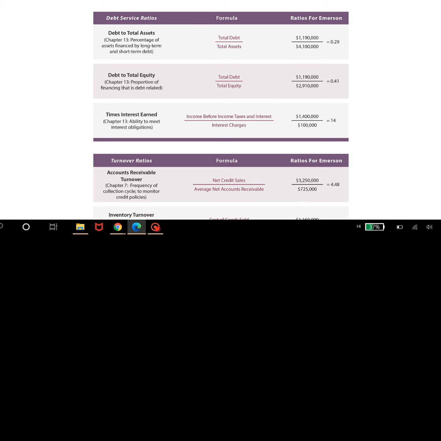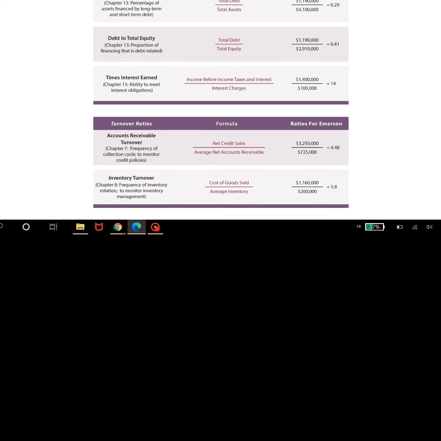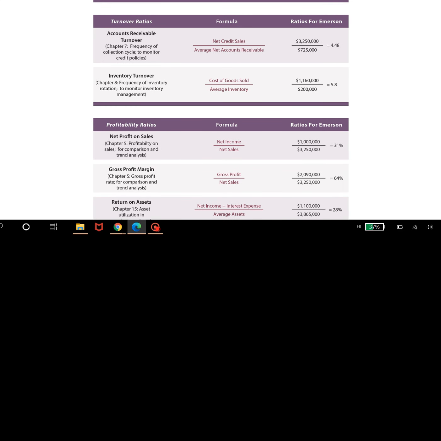Next, we have the turnover ratios. In turnover ratio, we will see the capability of the available accounts receivable and inventory to convert or to turn over. So, turnover is basically anything which is generated out of revenue from sales.